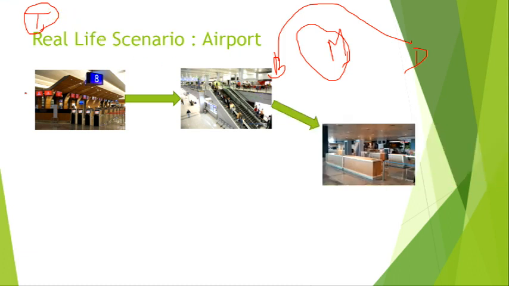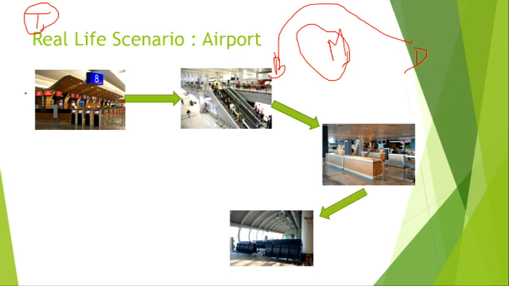Then I have reached the security check-ins. What to do in security check-ins? I have to drop my hand baggage for the scanning, and if everything is good, I'll pass the security check-ins. Then I collect my hand baggage. Then I will reach my waiting rooms, which are called lounges.